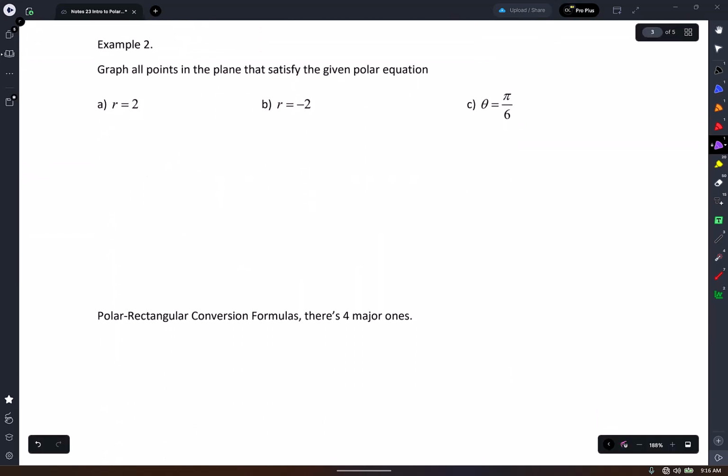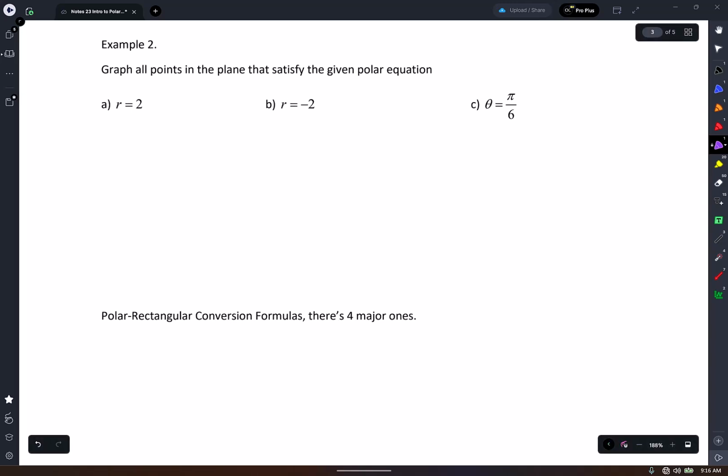Graph all points in the plane. So don't worry, guys. We're almost done. Graph all points in the plane that satisfy the given polar equation. All right. You see how it says, this just says r equals 2? Does it give you any thetas? So you graph all the thetas.